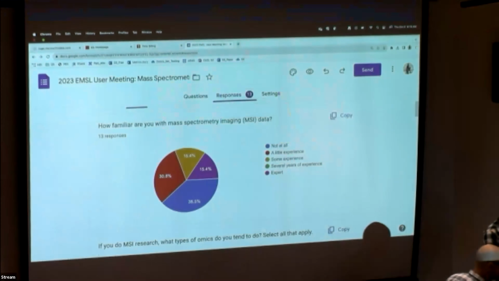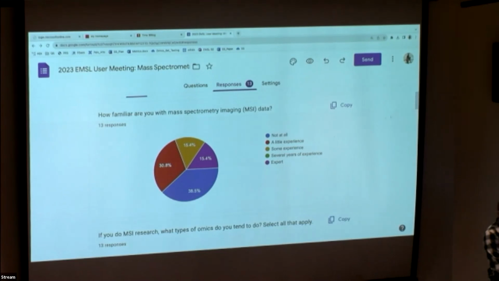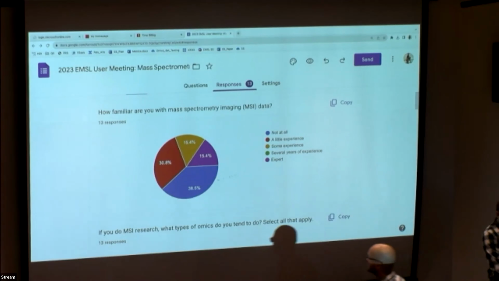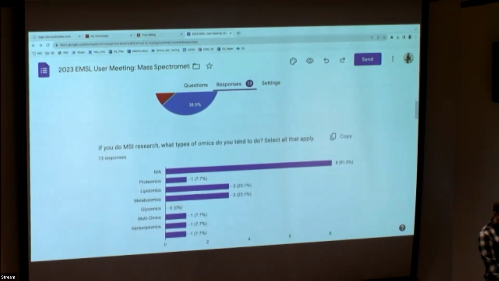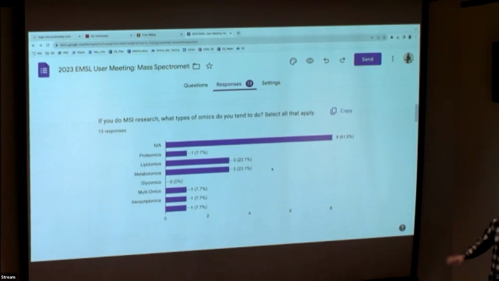At the panel today, it looks like a majority of the people have none or some experience with mass spec imaging technology, and we do have some experts here, maybe our panelists. We had a question here too about which omics you tend to do if you do MS research. It looks like the majority of people don't do mass spec imaging research here, but we've got some lipidomics, metabolomics, multiomics, transcriptomics. I'm sorry, Dušan, no glycomics, but it's okay.